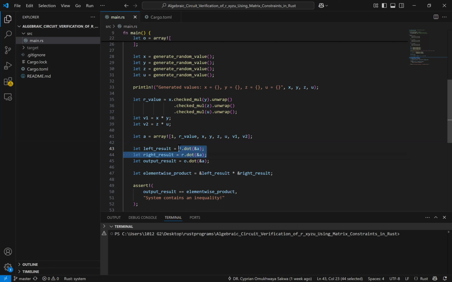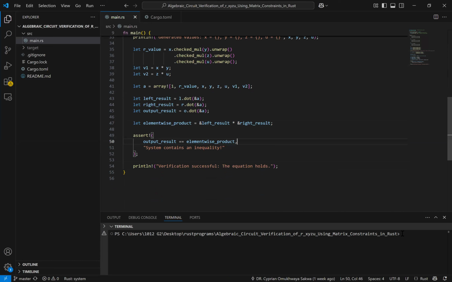So we must give this product of the left result and the right result one name. And so I've called it element-wise product, which I'm taking as the left result times the right result. Now, I want it to tell me whether the element-wise result equals the output result, so that we can now say that verification has been successful. Let's just run this and see what it says.